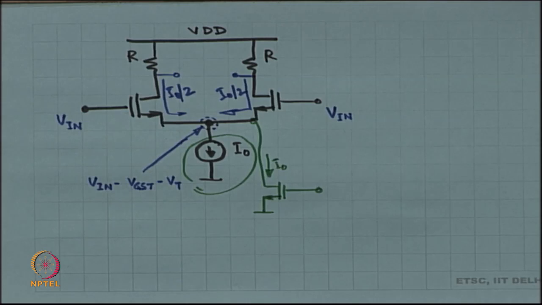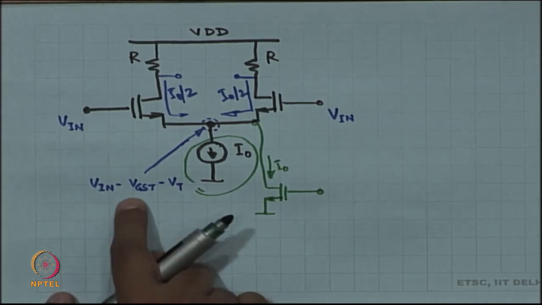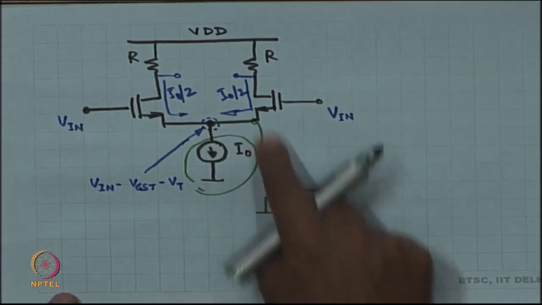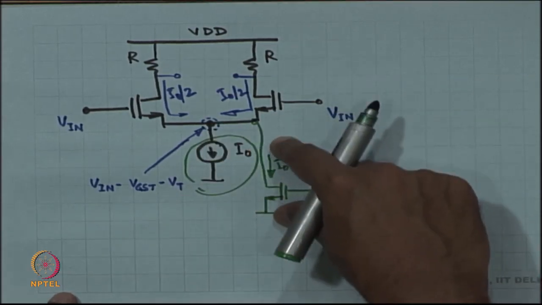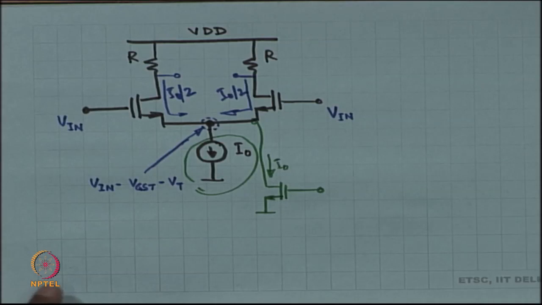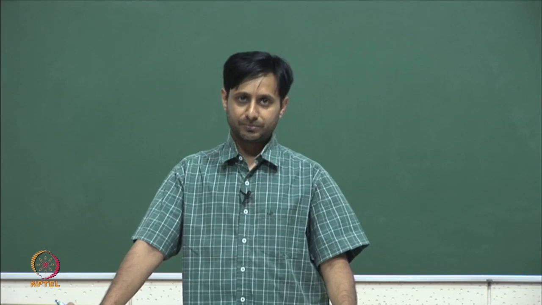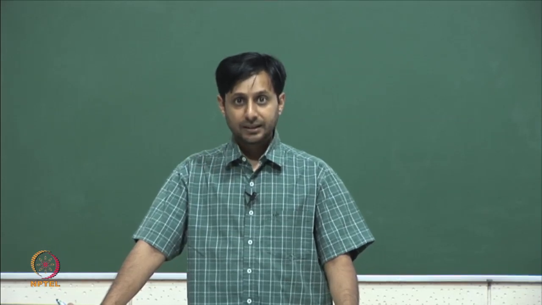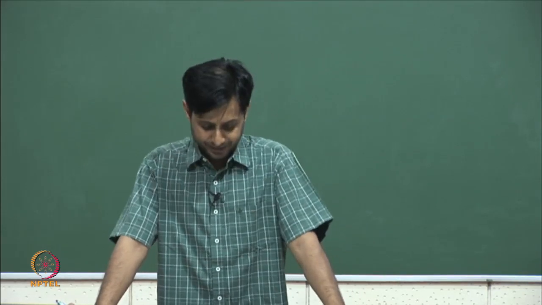right. In such a case, you will have to make sure that V in minus VGS minus VT is sufficient to maintain this device in saturation, in its flat region, right. This device has to remain in its flat region of operation, otherwise it will not behave like a current source anymore. Is that okay? All right.